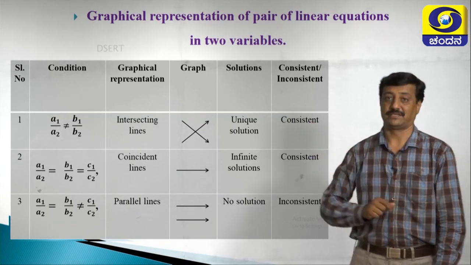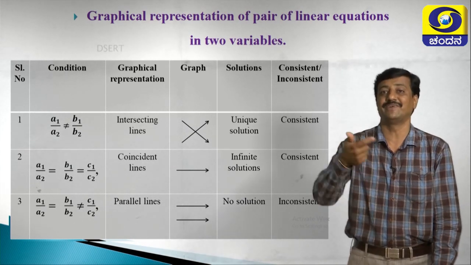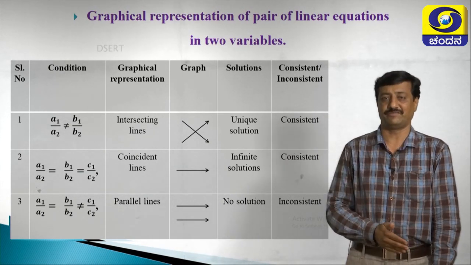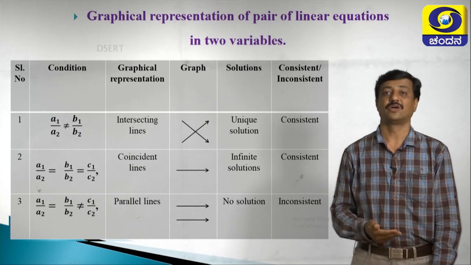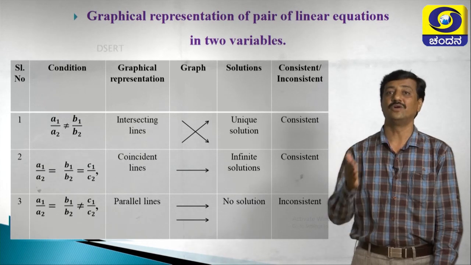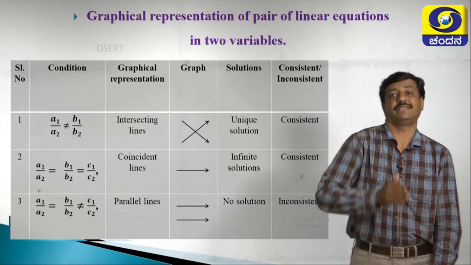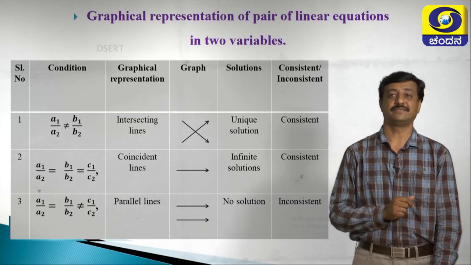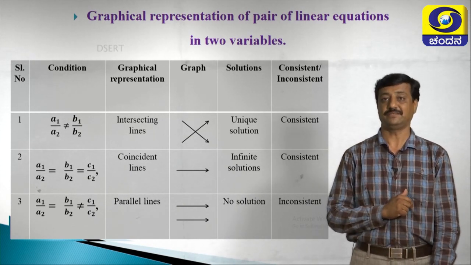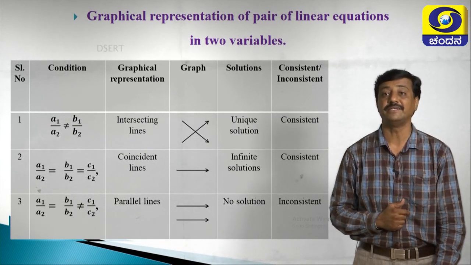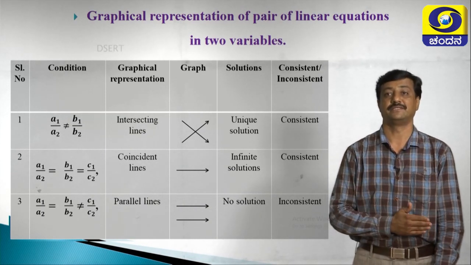When it comes to the second point, if the value a1 by a2 is equal to b1 by b2 and also equal to c1 by c2, all the three ratios are equal, then we will get coincident lines. The two lines coincide with each other. You can see the third column, the two lines overlap with each other. If that is the case, there are infinitely many common points on the lines. Hence, the pair has infinite number of solutions. If there exists a solution, we say the pair is a consistent pair.